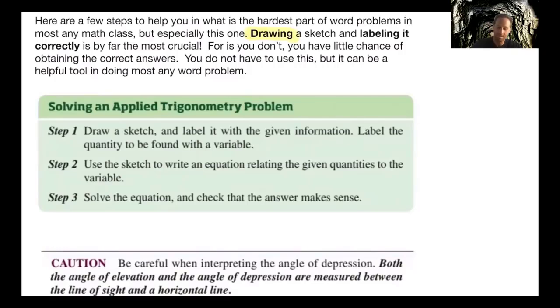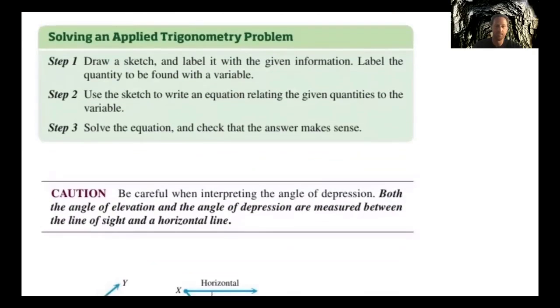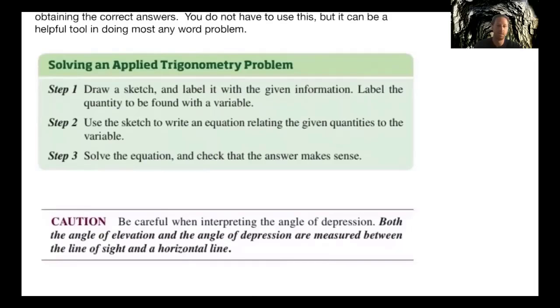And most importantly, make sure you label it correctly. All right? If you don't do that, then it's going to be very difficult for you to actually solve the problem correctly. You may have the right answers, but in a different order, which means it's wrong. All right? So here's a nice little tool to help you remember what you should be doing. You don't have to use this, just a suggestion, but draw it. And again, label it correctly. And then use that drawing to write an equation so that you can then solve the equation. And don't forget, make sure your answers make sense.